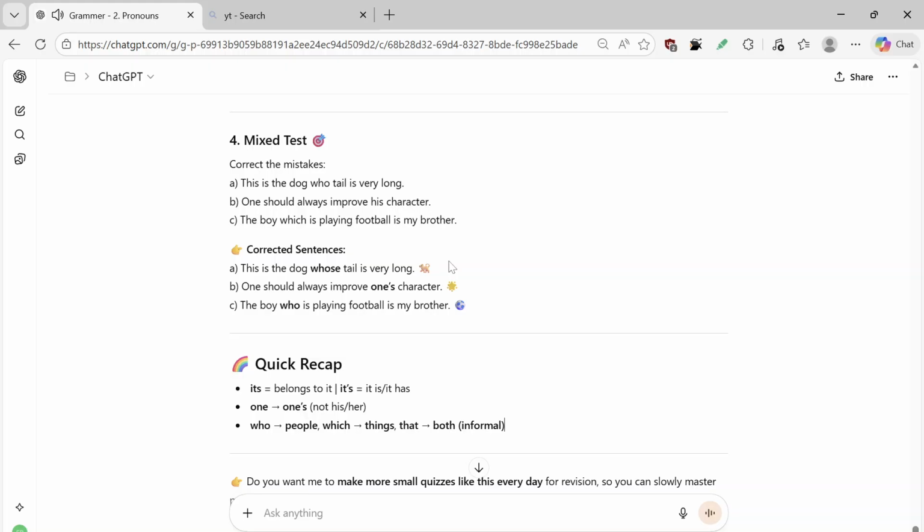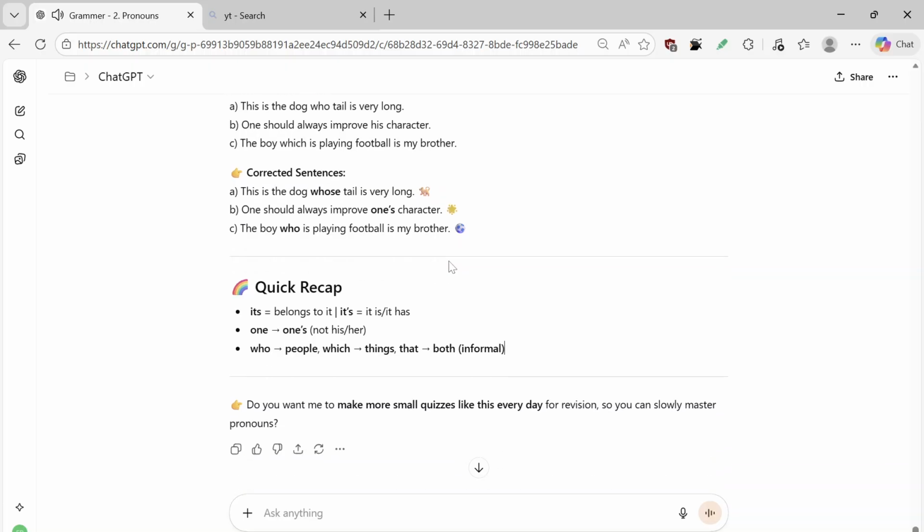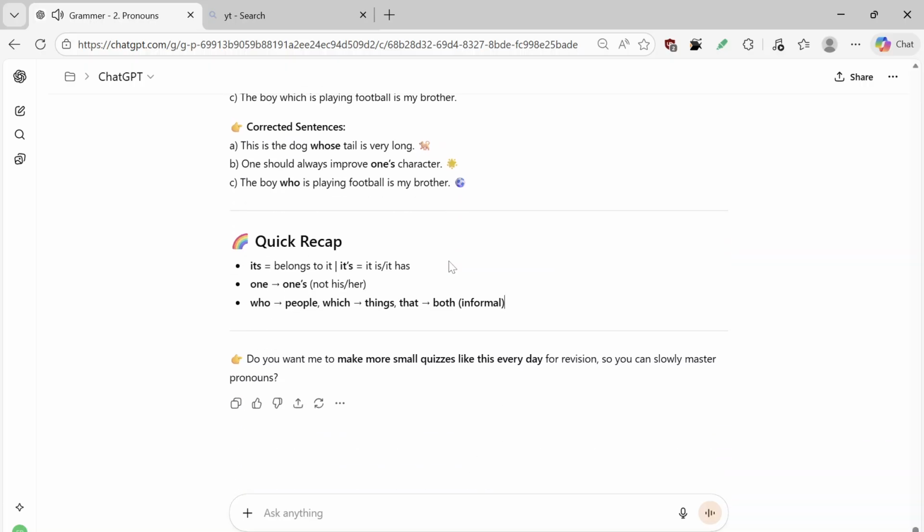Quick recap. Its equals belongs to it. It's equals it is, it has. One's, not his or her. Who, people. Which, things. That, both, formal.